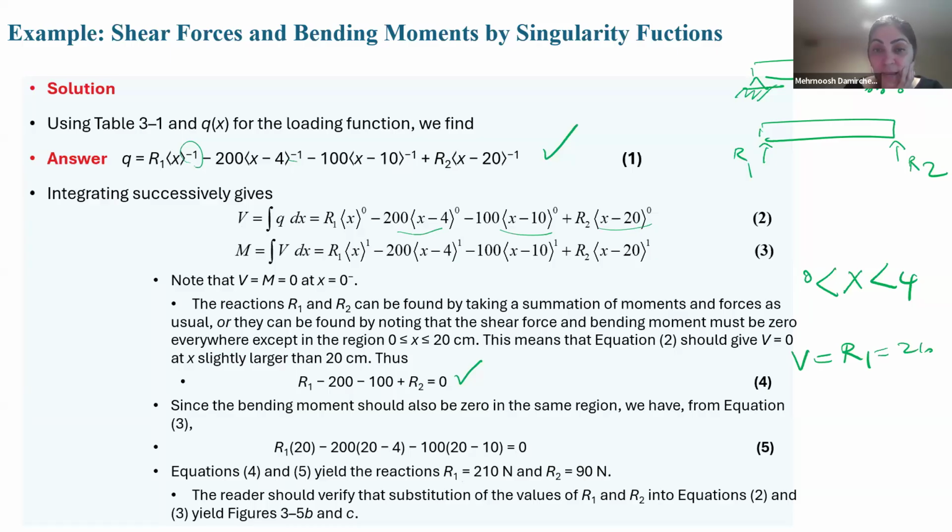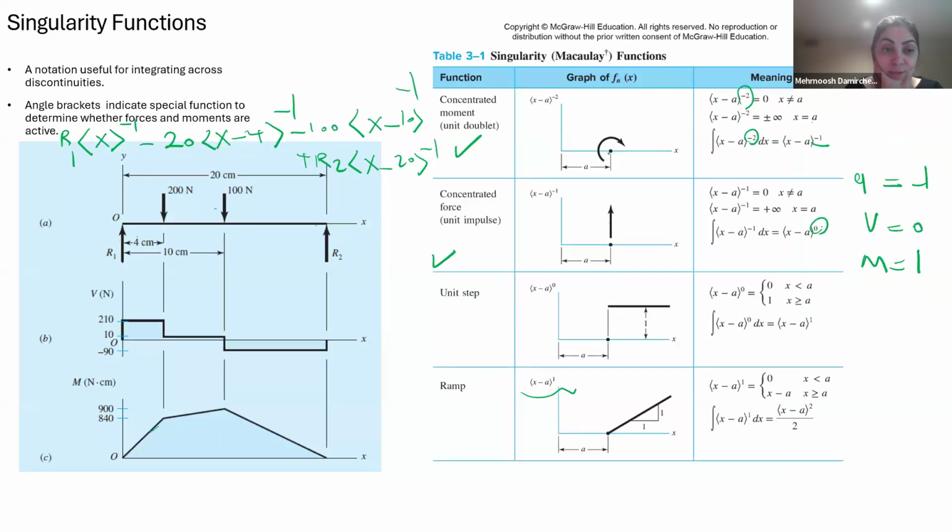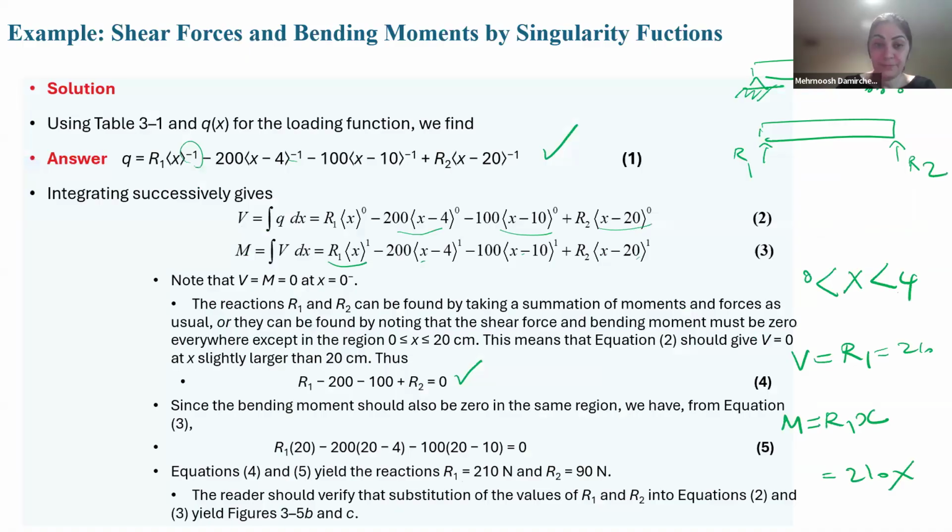So what about M? For M, we use this equation. I said that when x is between 0 and 4, it means we have not reached this 4, so this term will be 0. Only this term will be left and should be R1x. So it should be 210x. As you see from the previous slide, it is 210x and it is 210 for V. And we use this equation because after the integral of that, we reach this term and this term. Okay.